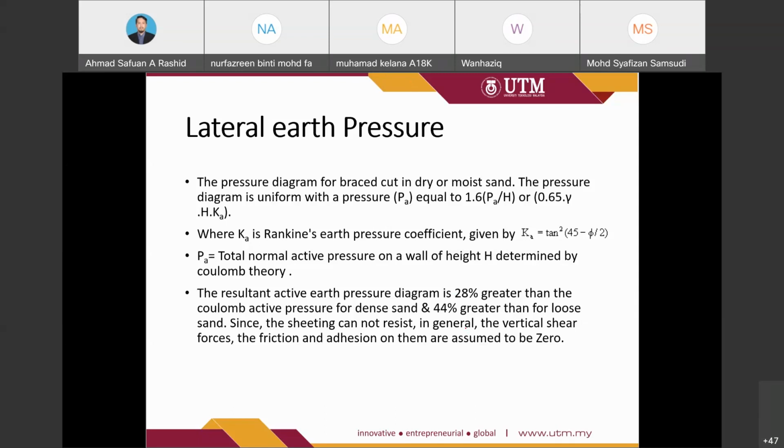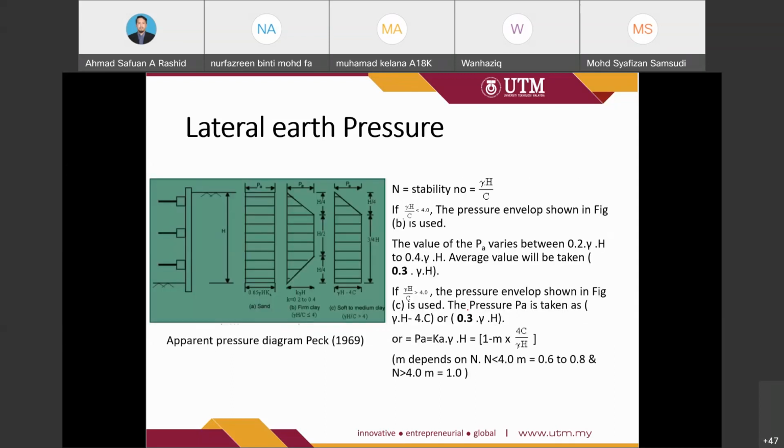Okay, so this is the assumption made by Terzaghi. Then Peck has come up with the pressure diagram, which is to be used for sand, firm clay, and soft to medium clay.